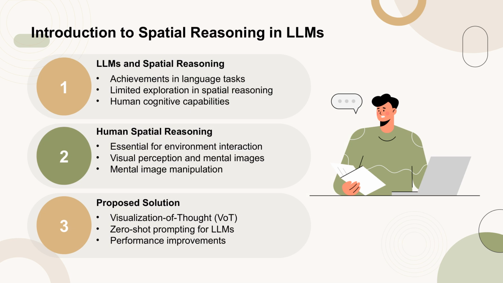The introduction of this paper highlights the remarkable performance of large language models, LLMs, in various language-related tasks, yet their abilities in spatial reasoning remain underexplored. Spatial reasoning is crucial for human cognition, enabling interaction with the environment through tasks requiring understanding and reasoning about spatial relationships. Inspired by human cognitive mechanisms, the paper proposes the visualization of thought, VOT, prompting method to enhance LLMs' spatial reasoning capabilities. This method involves zero-shot prompting and has shown significant performance improvements in tasks requiring spatial awareness.